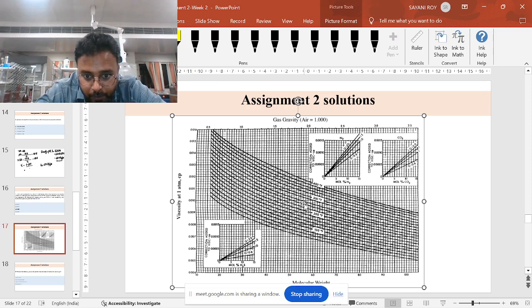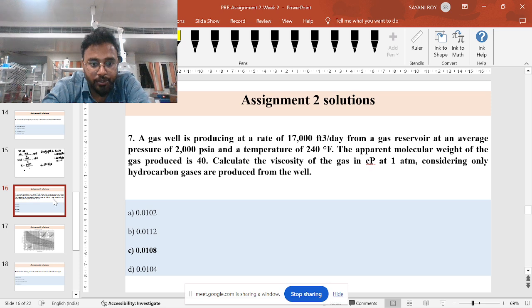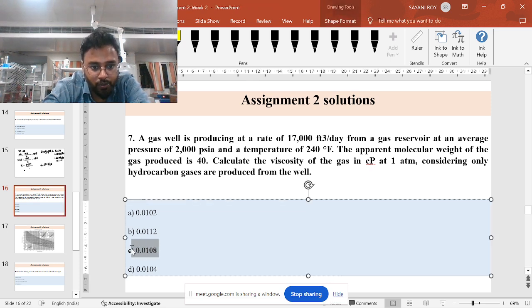I don't know how much it is visible to you, but as this question was in a previous assignment, I am explaining it here. See, you have to use this graph. The curved lines are given for temperature and the molecular weight is given on the x-axis. On the y-axis, the viscosity is given. For us, the molecular weight is 40 and the temperature is 240. If you intersect these two lines and see on the y-axis, our answer will be somewhat 0.108. So the correct answer is option C, 0.108.